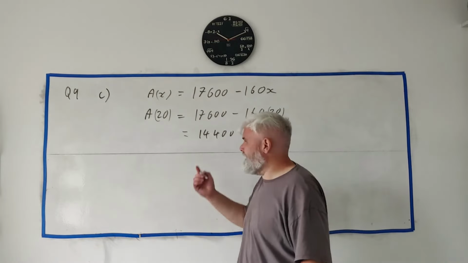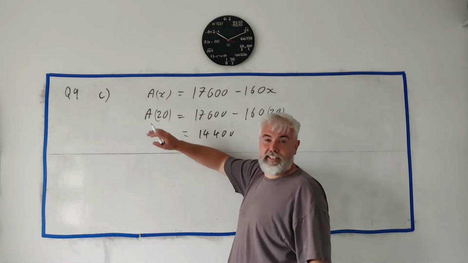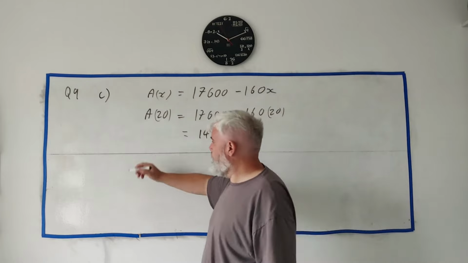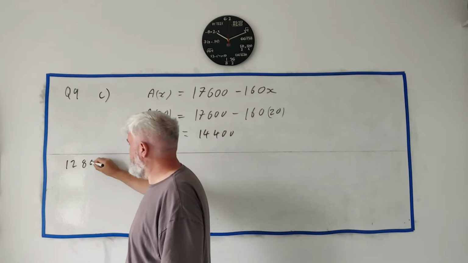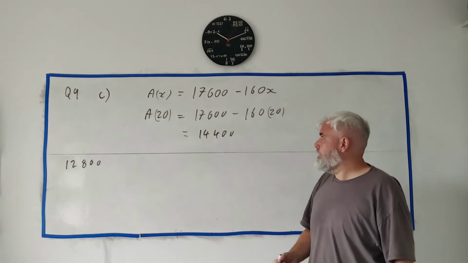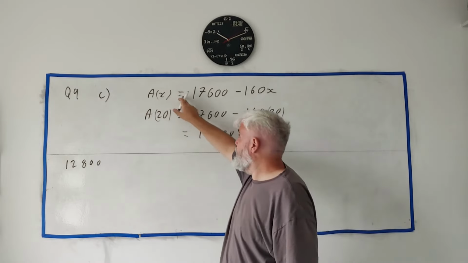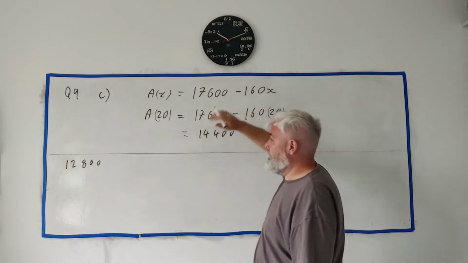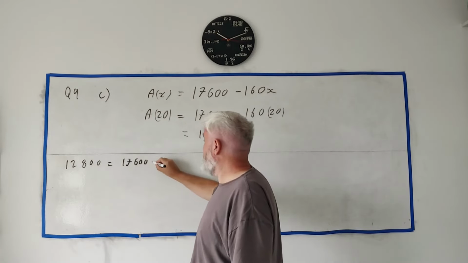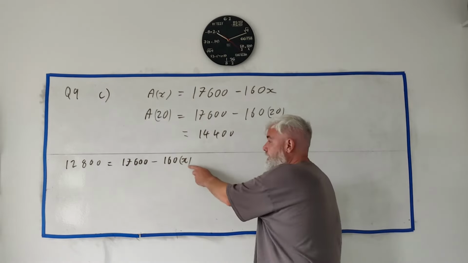Let's see. Then they ask, and this is very common, they often give you a number to put in. Next, they tell you, oh, we know 12,800. Let's write it over here. 12,800 people show up. How much was the ticket? So they're telling you the attendance, 12,800. So you can still use this equation. 12,800 is still going to equal 17,600 minus 160 times the price of the ticket.